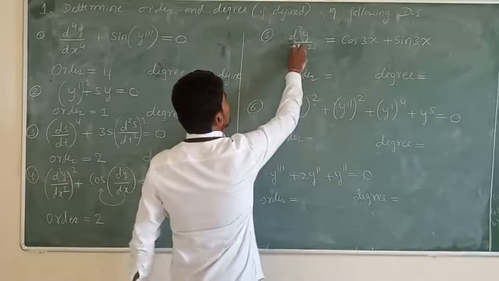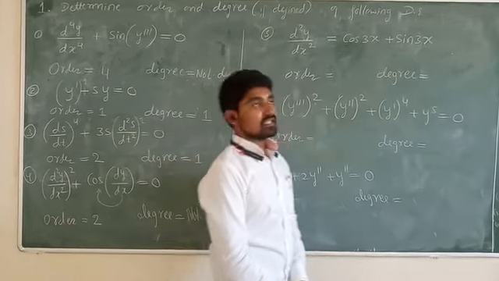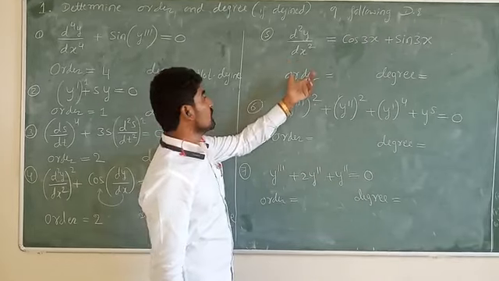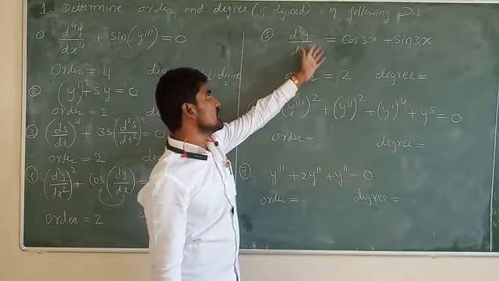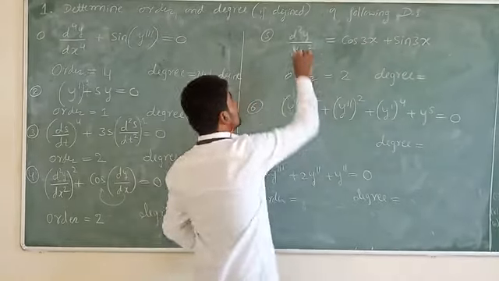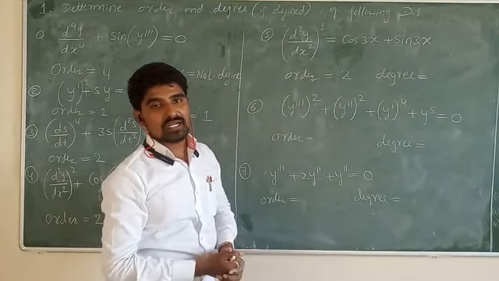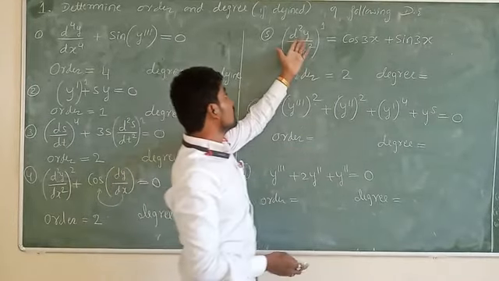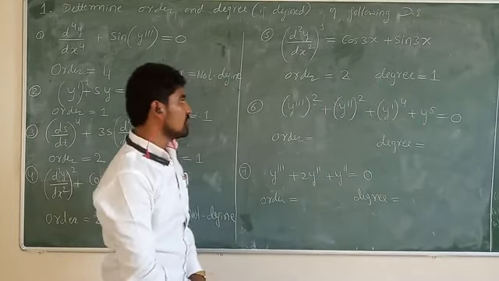And the fifth question is d^2y/dx^2 equals cos 3x plus sin 3x. Here only one second order derivative is used. Therefore, the order of this differential equation is 2. And this second order derivative has power equal to 1, which is a non-negative integral power. So this differential equation is polynomial in derivative. Therefore, the degree of this differential equation is 1. I hope all of you understand.